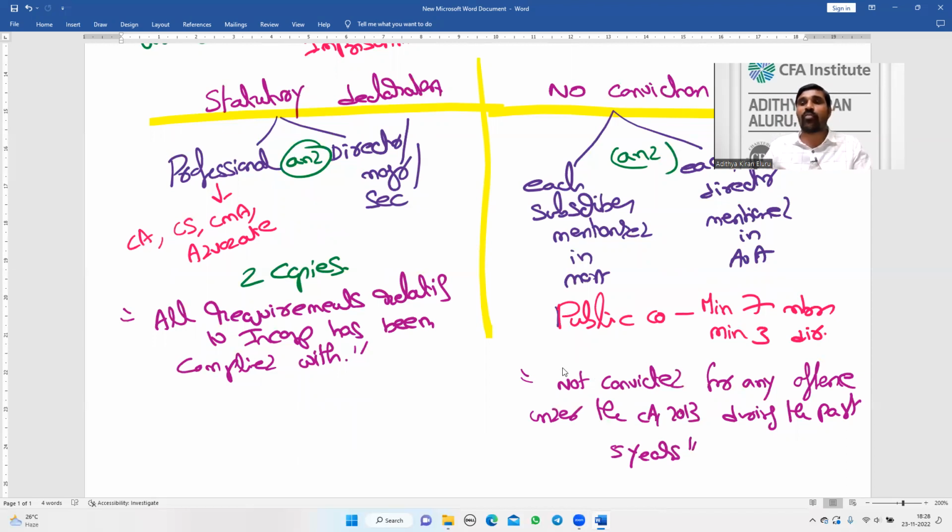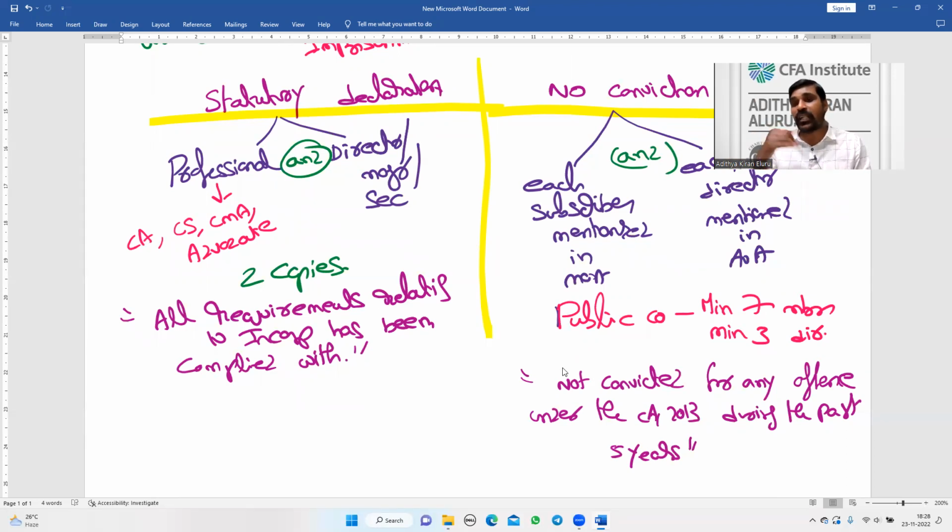Now, convicted means confirmed. If the court confirms that a person has committed an offense, that is called a conviction. Allegation is just a complaint. I am complaining about you, but it does not mean that you have committed a fraud. If the court confirms that yes, you have committed a fraud, it is called a conviction. Conviction means confirmed offense.